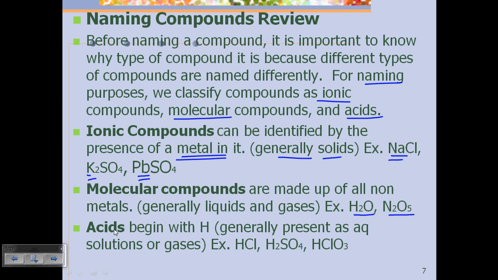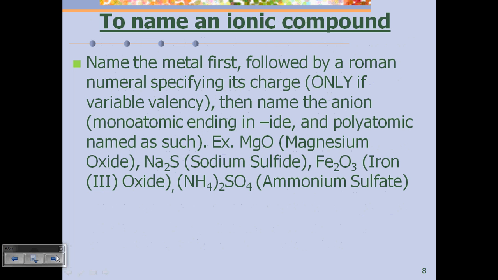And acids are substances that begin with H, like HCl, H2SO4, HClO3, HClO4, and so on. So before you name a compound, if you're given a compound to name, take a few moments to identify the type of compound and then see how to name it. Now let's look in detail how to name each type of compound.